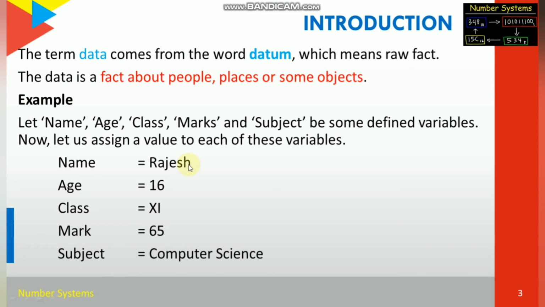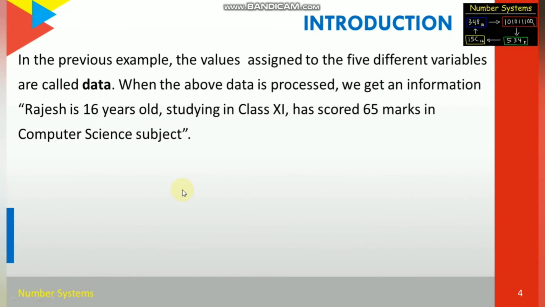For example, name is equal to Rajesh, age is equal to 16, class is 11th standard, mark 65, and subject is computer science. So this is a raw fact, and all these are called variables, and these are called values. So we are assigning a value to a variable. Once this has been processed, you will get the information such as: Rajesh is 16 years old, studying in class 11, has secured 65 marks in the computer science subject. Alright.